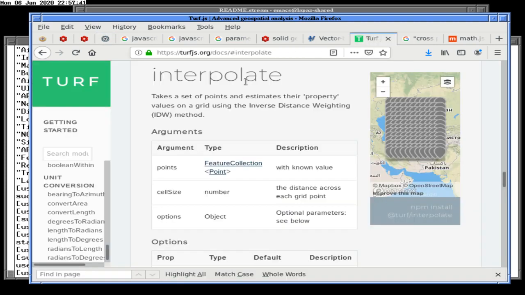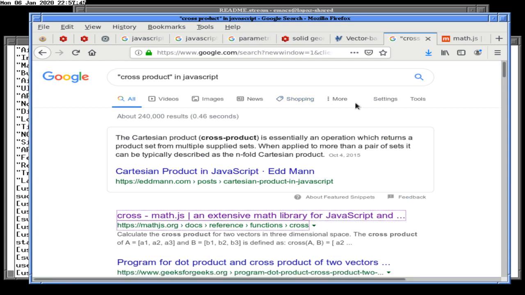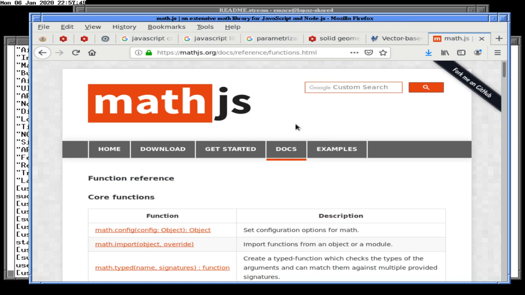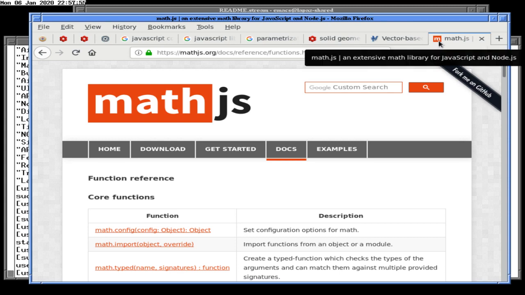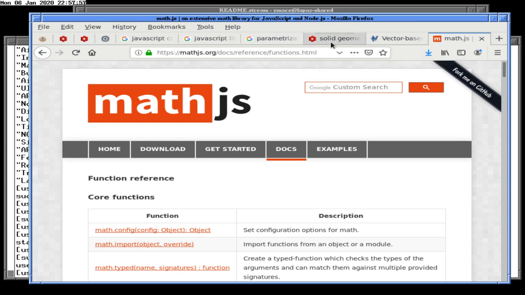And then we did go through our finding that TurfJS is useless to us, but we had to go through it because that is what programmers do. And then we found MathJS, which lets us do cross products in a simple way. Of course, we could always have coded it ourselves, but, you know, whatever.